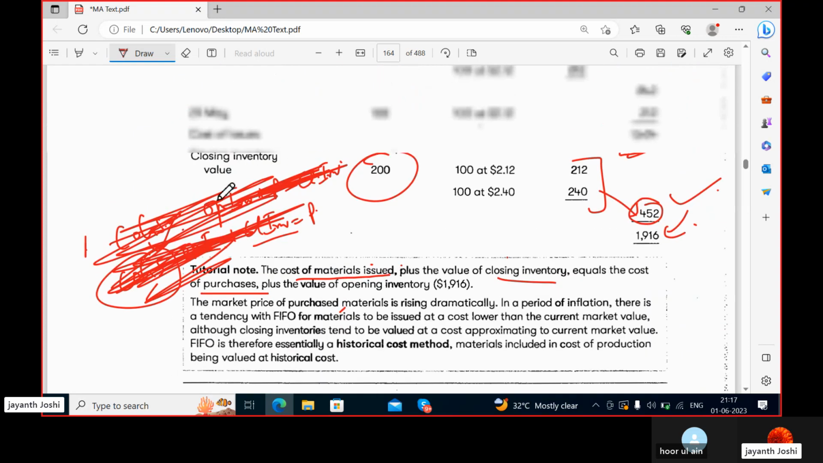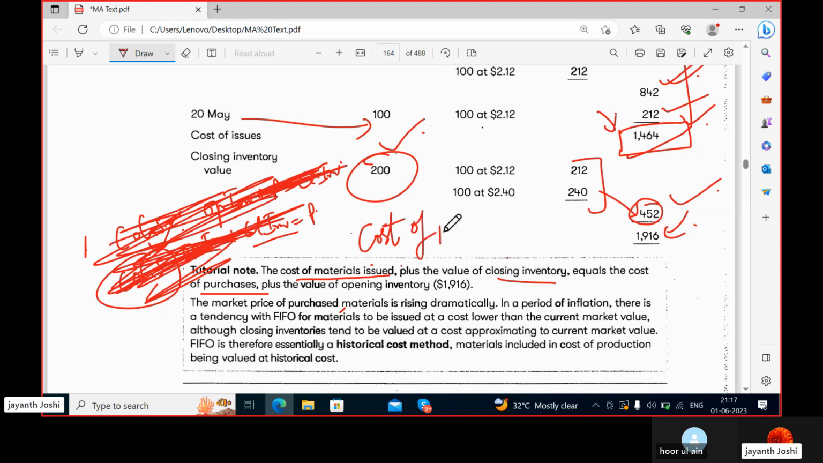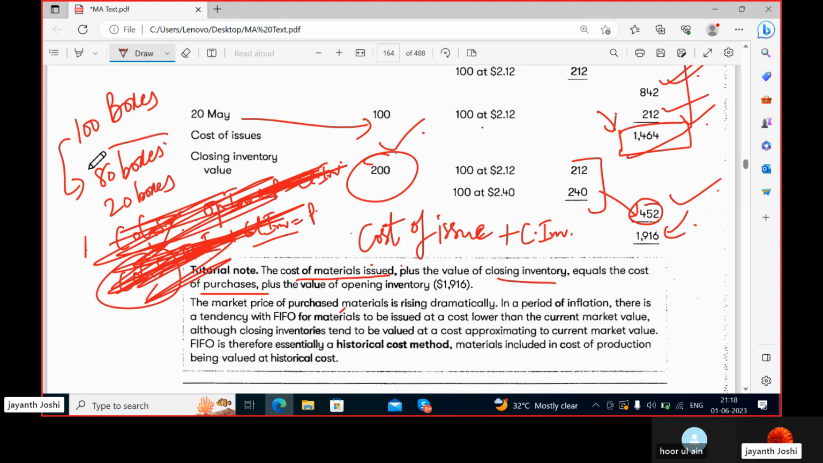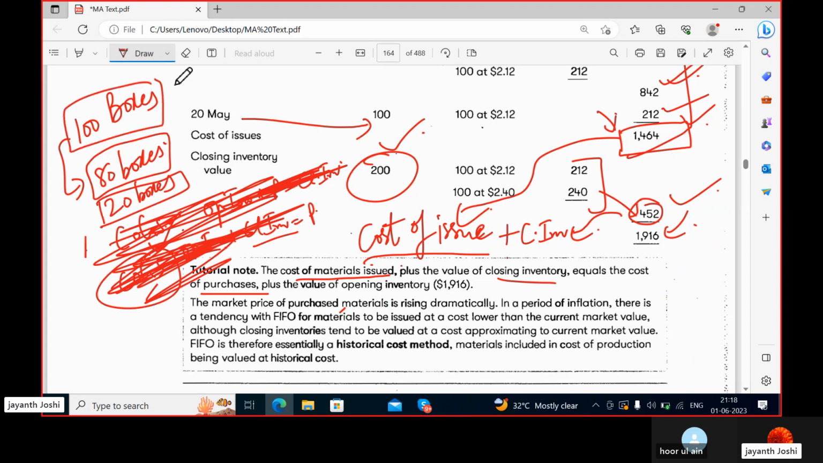So I'm writing here cost of issue, that is what you have sold. That means you have purchased plus closing inventory which is left over with you. That means you have bought 100 boxes. You have sold 80 boxes. And you're left over with 20 boxes. So the 80 boxes you sold, the cost you incurred is the cost of issue, which in this case is this. And the closing inventory is nothing but the leftover boxes you have, which in this case is this. So if you add these two, you get the purchase cost of all the boxes.